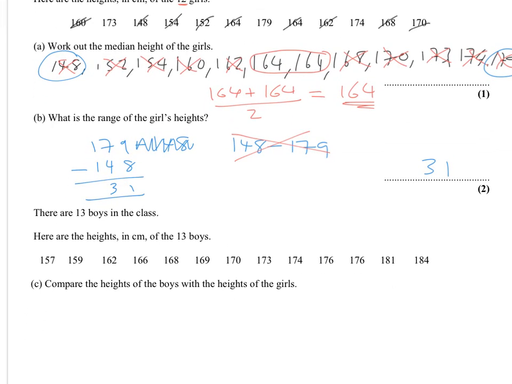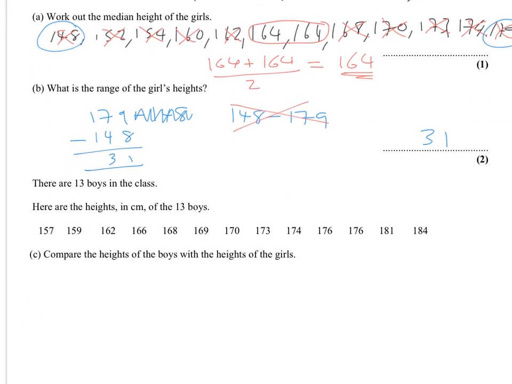Finally, we have the boys and their heights are in centimetres. It's already been put in order for us, which is very nice. We need to compare the heights of the boys with the heights of the girls. Okay, so when we're going to compare, we're going to have to use the values. So we already know the median of the girls, and we know the range of the girls. So we should compare those with the boys.